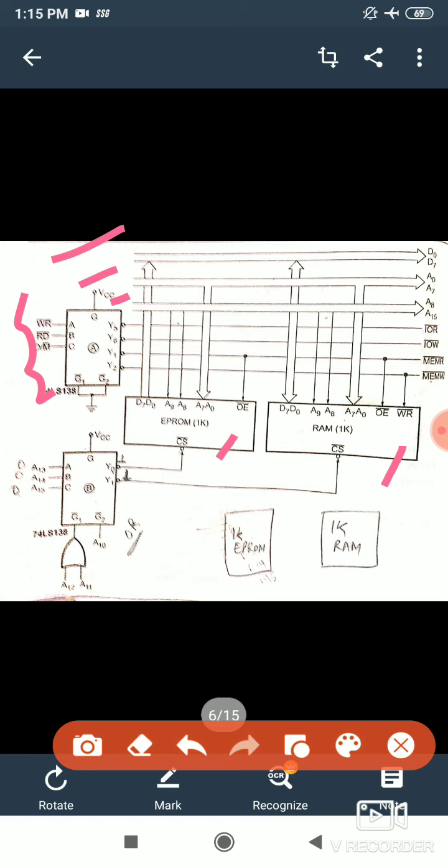Whenever the size of the ROM and RAM is given to you, you have to first evaluate how many address lines are used for the internal decoding of the registers. Here 1K means 2 raised to power 10, which means we have 10 address lines. These 10 address lines are used to address the registers within the ROM and RAM.